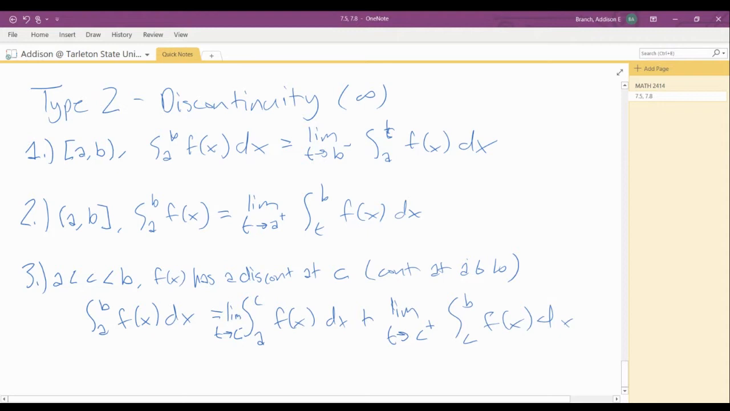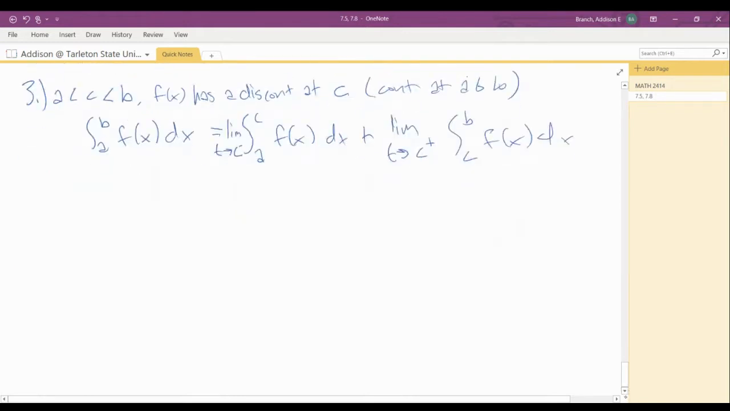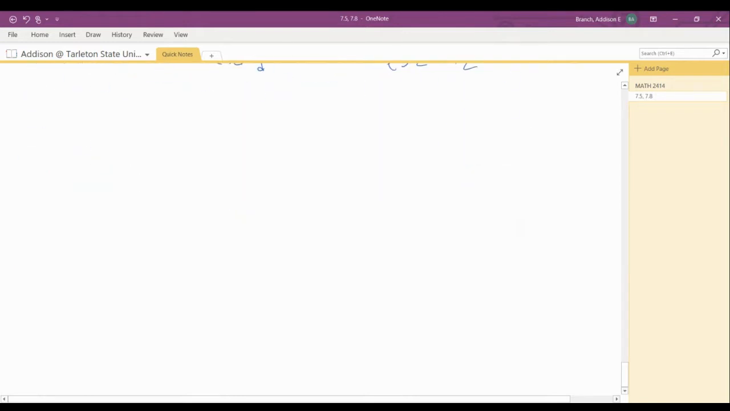And our convergence and divergence rules are the same here. Cases 1 and 2, if the limits converge, then they're convergent. For case 3, both of those limits have to converge for the full integral to be convergent. So let's go ahead and do a couple more examples.